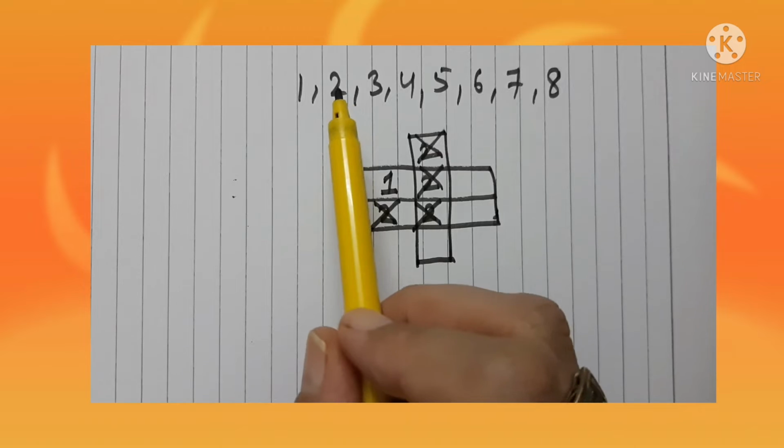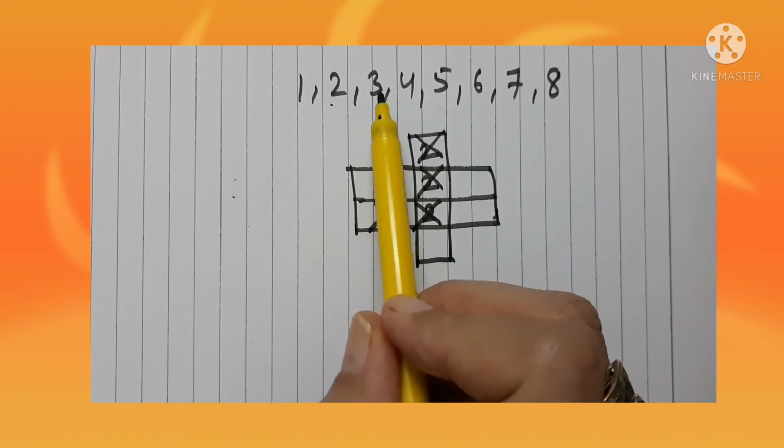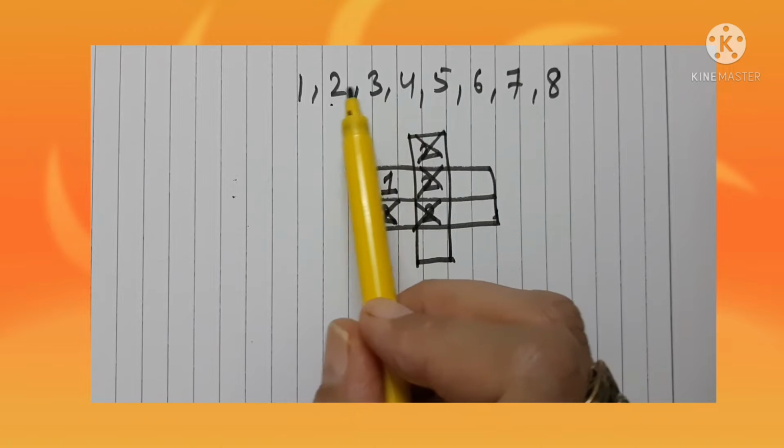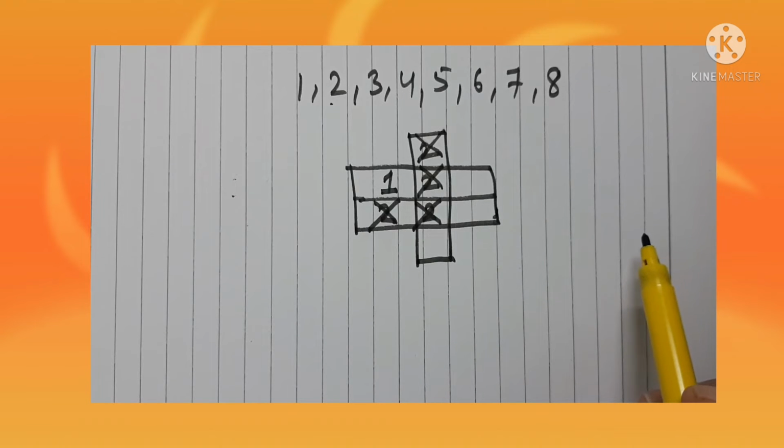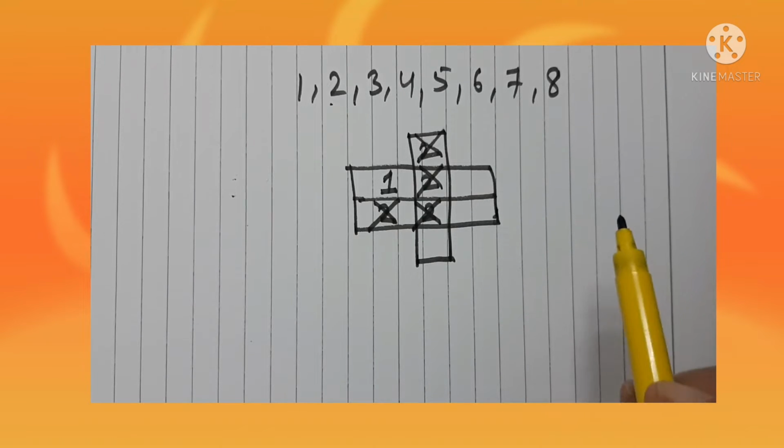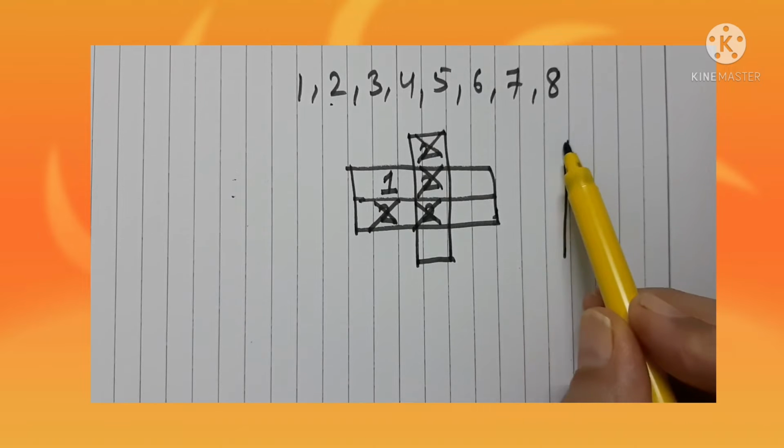Similarly, 2 and 3 should not be placed adjacent to each other. Likewise, go up to number 8. And there is a solution for it. Let us try.